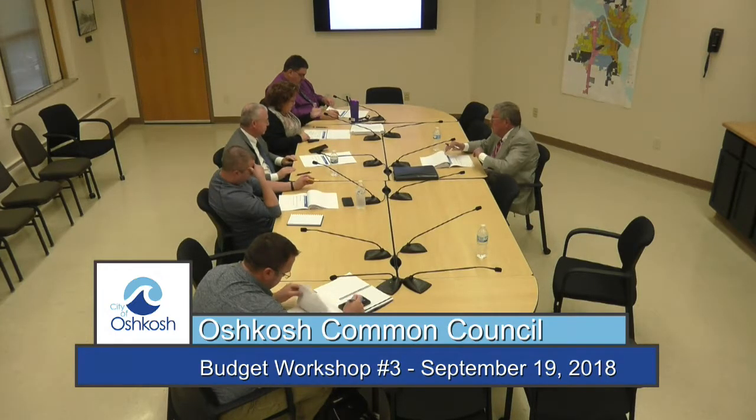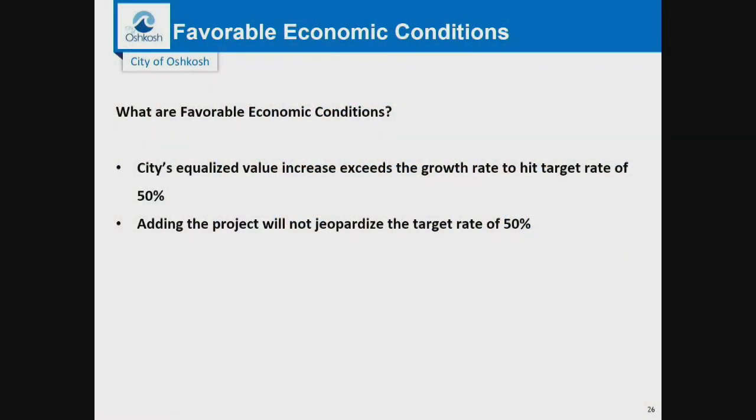Since we weren't able to coin it, but we've got FEC now, what are favorable economic conditions? We feel this would exist when the city's equalized value increases more than or exceeds the growth rate needed to hit that target rate of 50%, and any project that we would add would not jeopardize the target rate of 50%. So if the Common Council is in agreement that 50% is where we want to head, we would base these decisions in adding additional projects into the CIP and evaluate the long-term impact on the model.